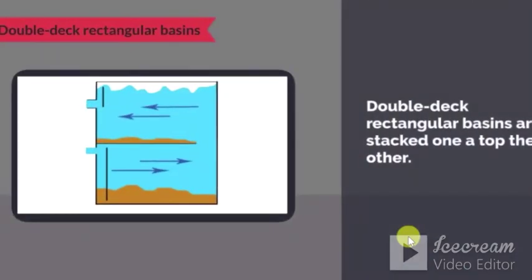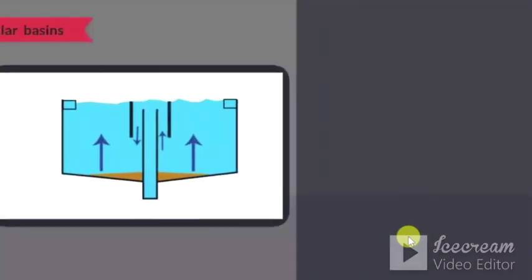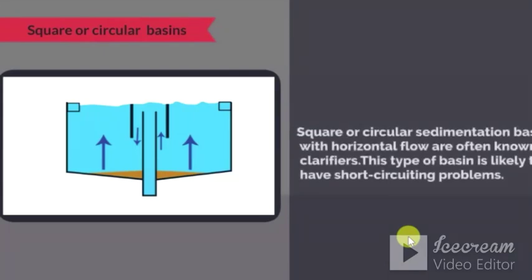Double-deck rectangular basins are essentially two rectangular sedimentation basins stacked one atop the other. This type of basin conserves land area but has higher operation and maintenance cost than a one-level rectangular basin. Square or circular sedimentation basins with horizontal flow are often known as clarifiers. This type of basin is likely to have short-circuiting problems.